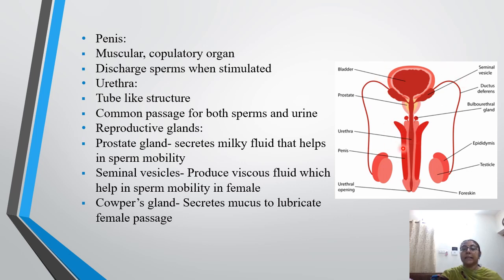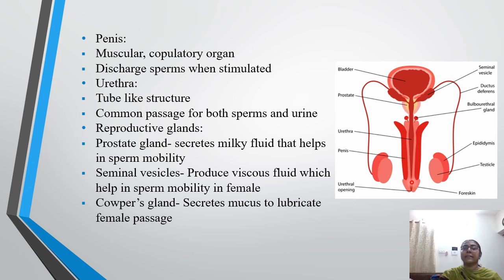The next part we need to explain is the penis, which is a muscular organ and also serves as a copulatory organ. Through this, the sperms are discharged when it gets stimulated. The passage through which the sperms from the epididymis pass is connected to the urethra, a tube-like structure that acts as a common passage for both the sperms as well as the urine.